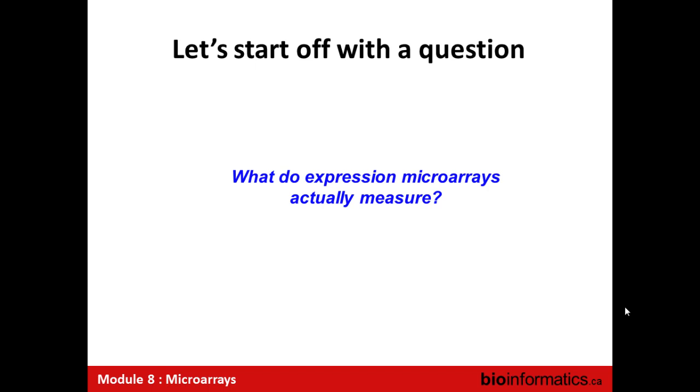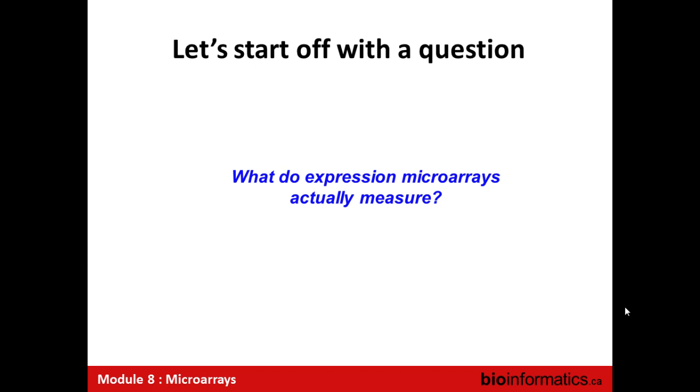Hybridization signal. Anybody want to tweak that answer? Intensity of probes. Okay. I'm sorry, mRNA levels. I saw one more hand at the back. Okay. So we got hybridization, intensity levels, intensity, and mRNA levels.